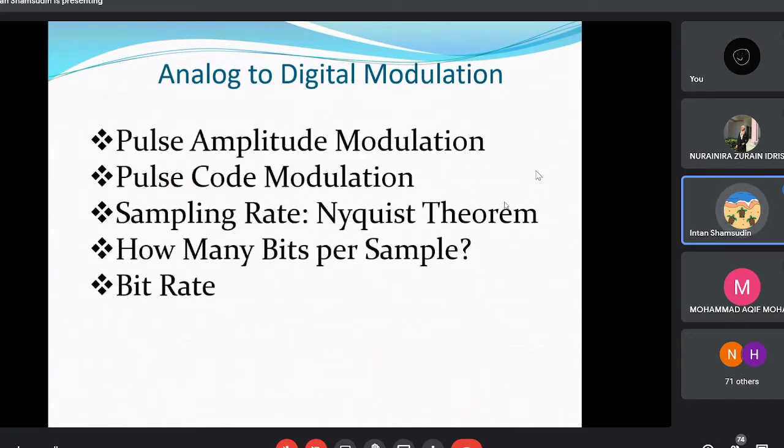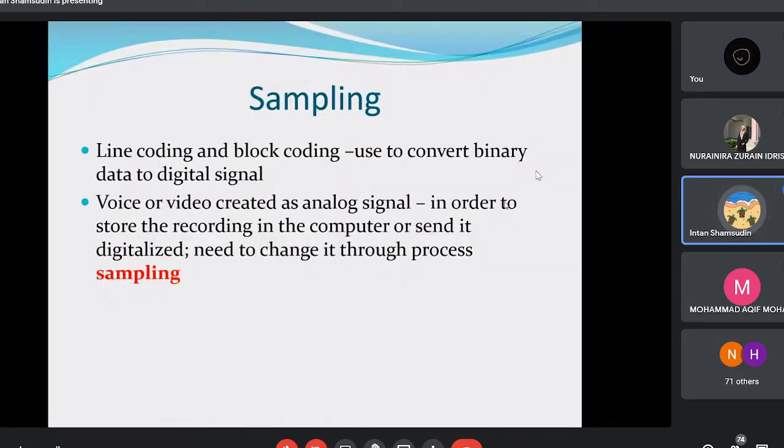And then we move to analog to digital modulation. This is still under digital transmission. Earlier, the line coding and block coding were digital to digital modulation, right? And then this is analog to digital modulation. So we have PAM, PCM, sampling rate, we use Nyquist's theorem, how many bits per sample and then bit rate.